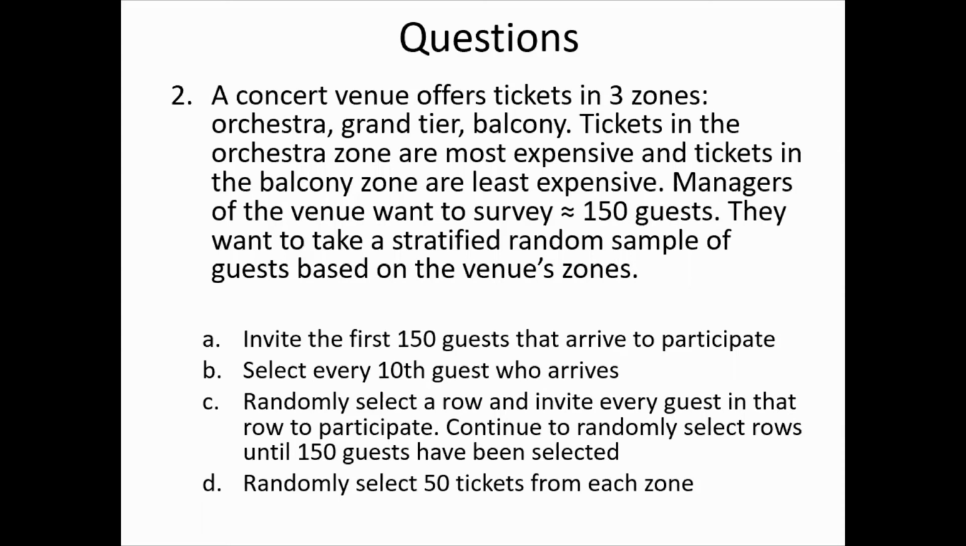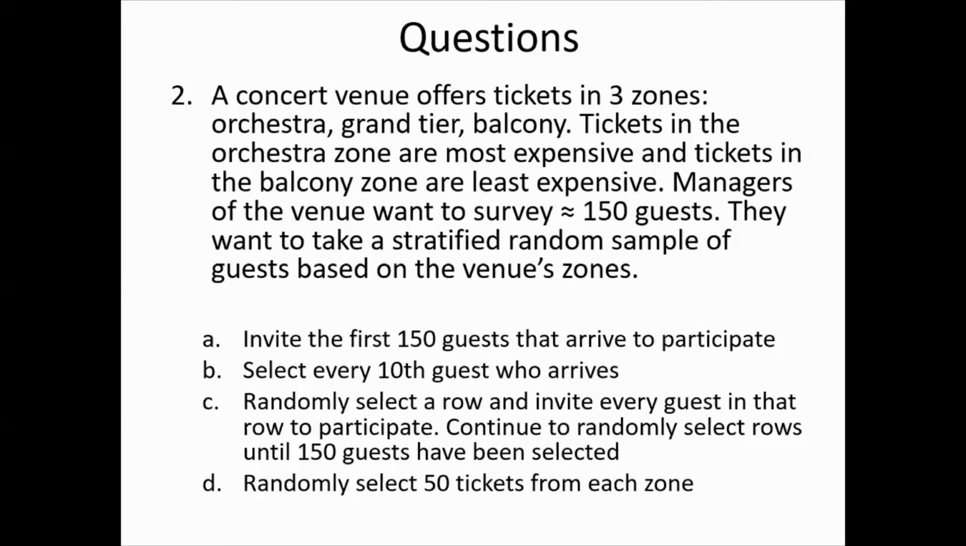And then as you had guessed, Robin, C or D, and as Jazz had said, rightly D, you're randomly selecting 50 tickets from a zone, just like the question before, where we're randomly pulling from a certain area. So we had separated them into different zones.